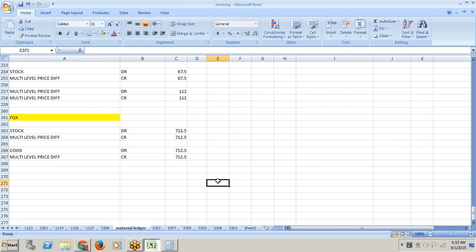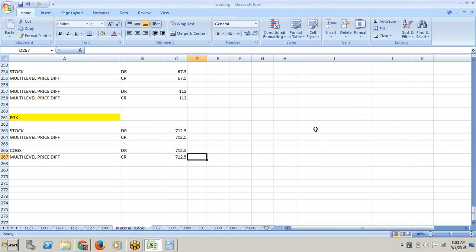These are the entries you could post. For each one, some OBYC, GBB, AUR, PRV, price differences, PRY. Those things are in the MM module.